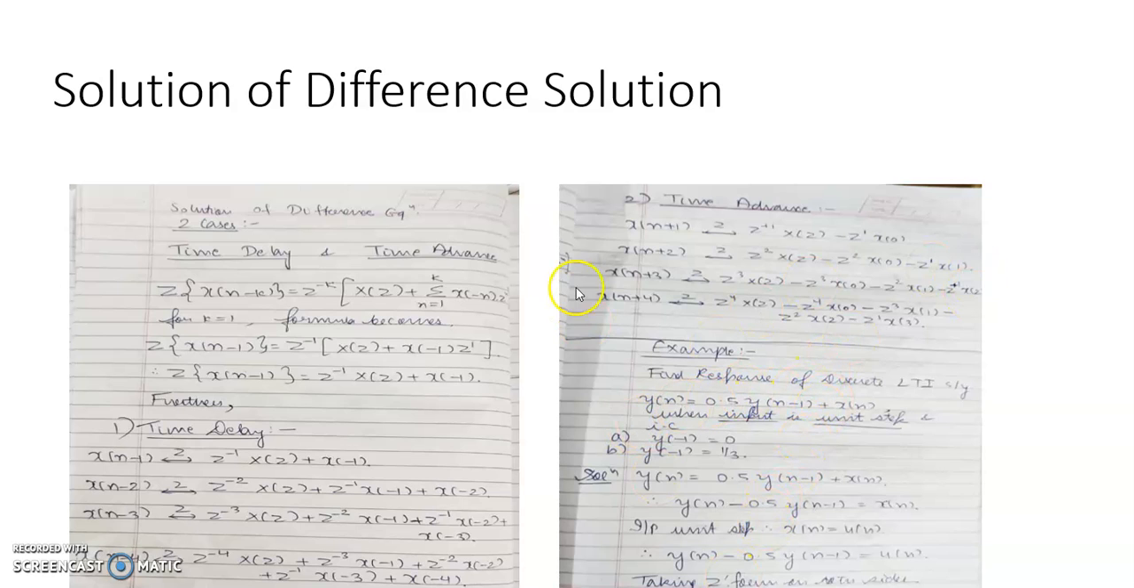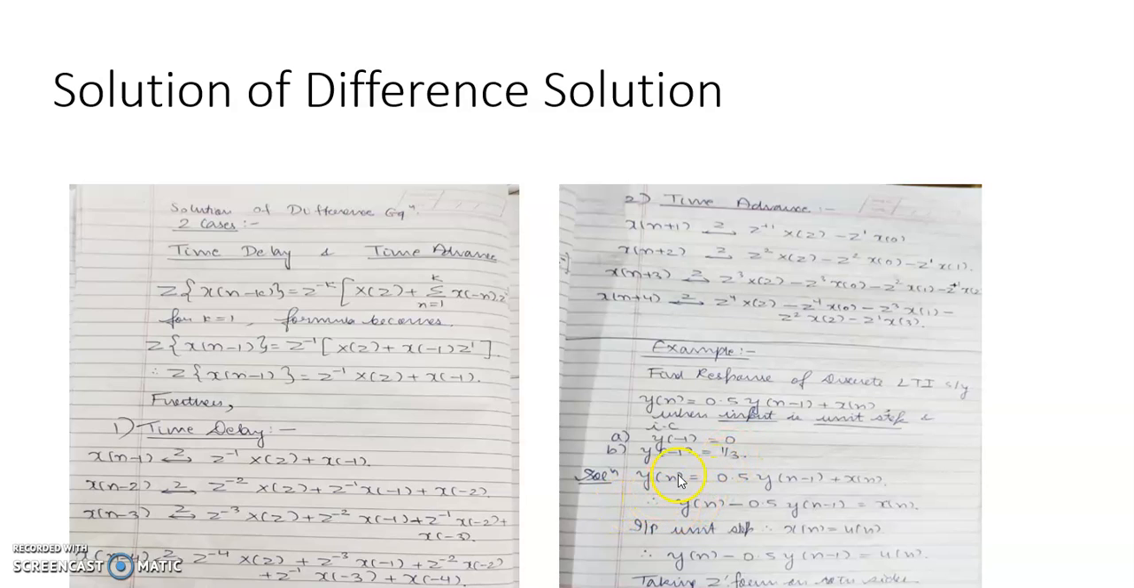For example, let's take an example for solving a difference equation. You will get a question in this form: y of n equals 0.5 y of n minus 1 plus x of n. The input is a unit step and the initial conditions are also given, that is y of minus 1, which in the first case is 0, and in the second case is 1 by 3.